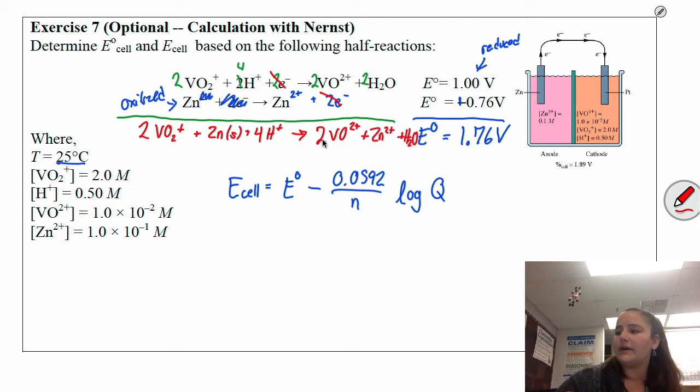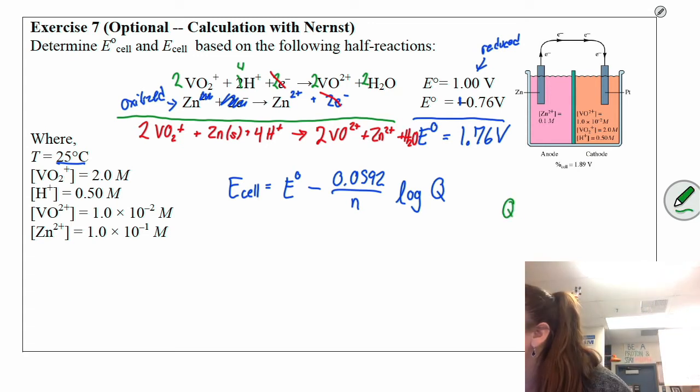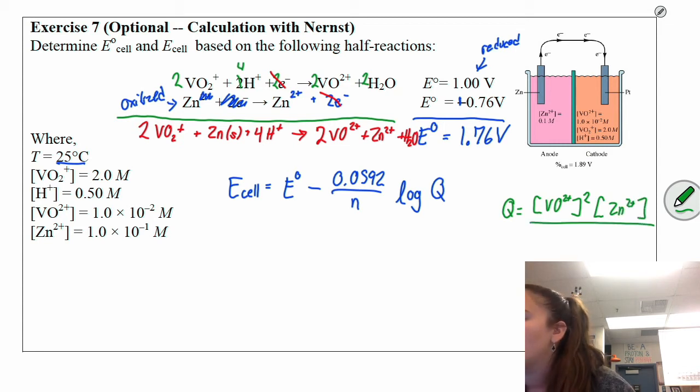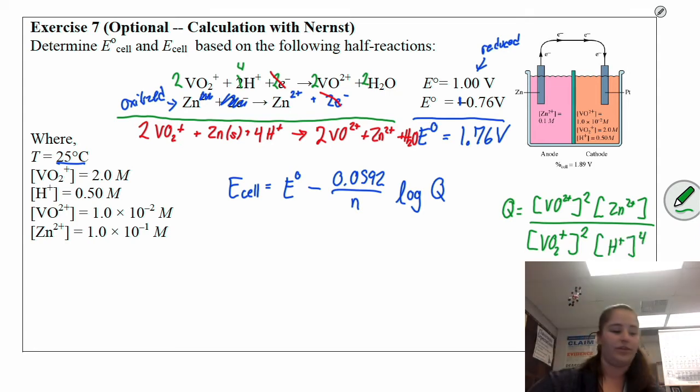Okay, so remember in our Q expression, our solids like the zinc and our pure liquids like water don't get included. So the Q expression would be products, so concentration of VO2+ squared times the concentration of zinc 2+ over our concentration of VO2+ squared and H+ to the 4th. Okay, so if you plug in these values into here, you should get an E cell of 1.89.